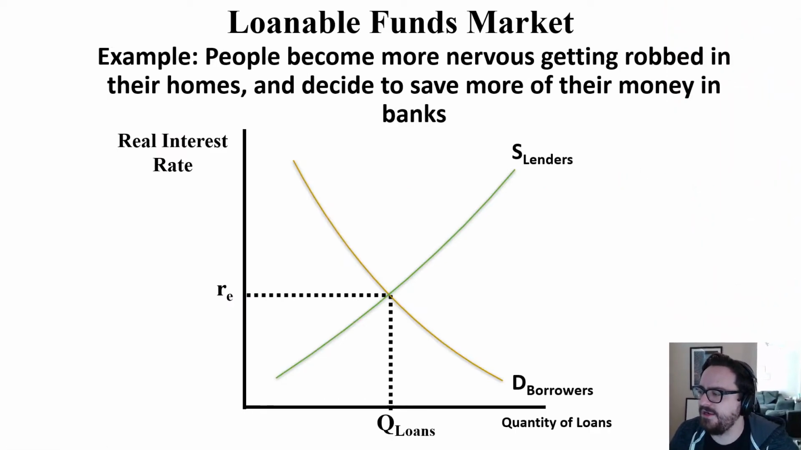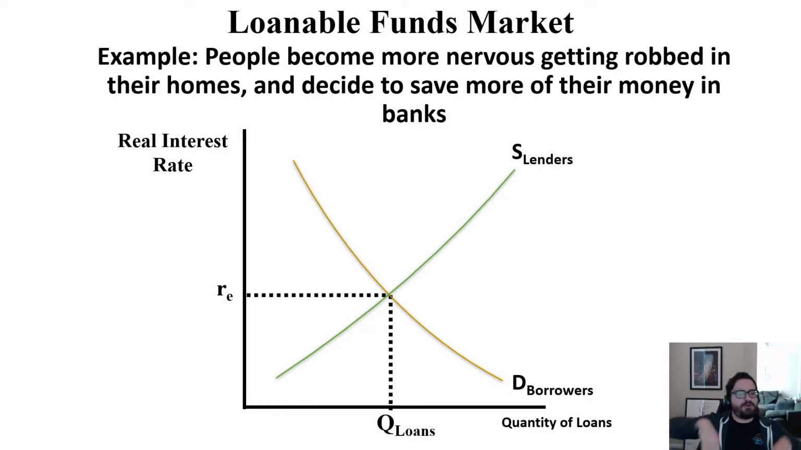Let me move my thing down here. People get more nervous about getting robbed in their homes. Say there's an uptick in robberies nationally. I don't know why that's happening. It's random, I'm making up the example. Because of that, we decide to save more money in banks because those are less likely to get robbed than your house. In this example, home robberies are going up. Well, if I'm nervous about getting robbed at my house, I store more money in the banks.